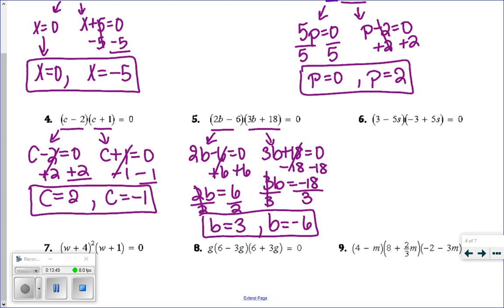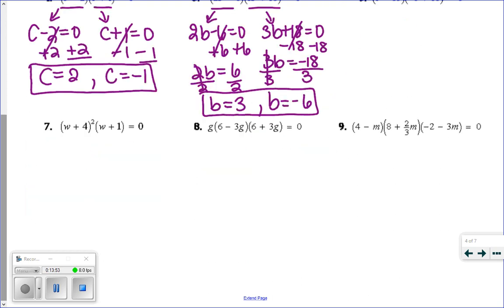All right, let's get down just a little bit. Again, you can just try any of these other ones and test and then check them against the answer key that's going to be posted. Look at number 7. So notice one of the things that's different about number 7 is that there is an exponent. And don't let that freak you out. That just basically means I have 2 of those, right? I have 2 of those w plus 4s.